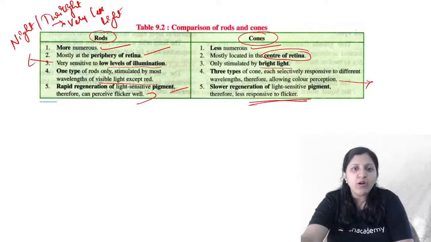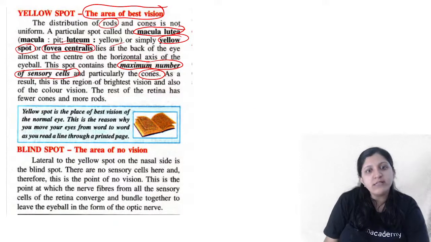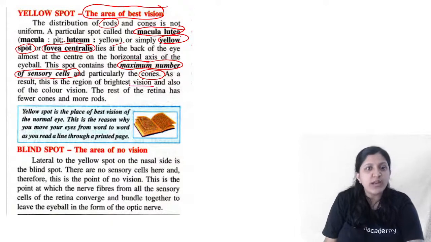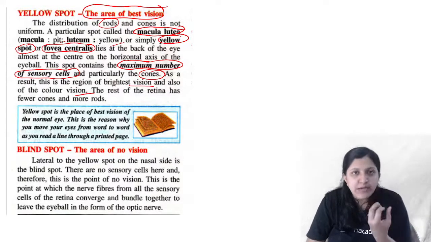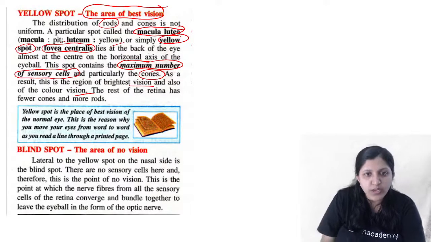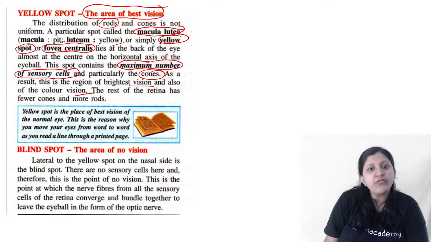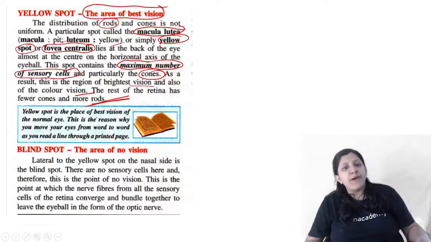Now moving on to the yellow spot. As a result, this is the region of brightest vision and also of color vision. You are able to see a colorful picture mainly because of this particular yellow spot itself. The rest of the retina has fewer cones and more rods. So the yellow spot is the place of best vision.